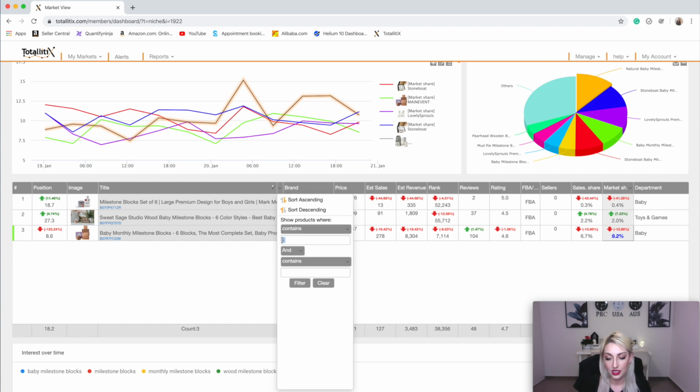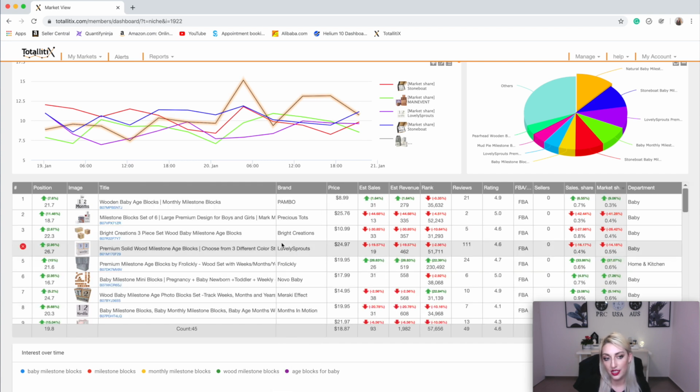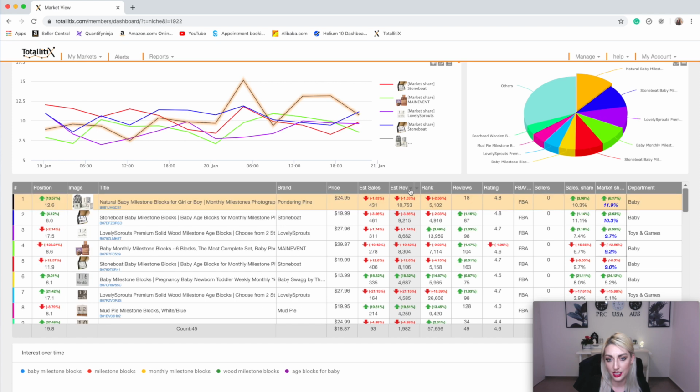I can delete that and click enter again, and it'll show me everyone else again. And I'm going to sort it by revenue, so it shows me the revenue highest to lowest again. Okay, what I just did for the title, I can also do for pricing.